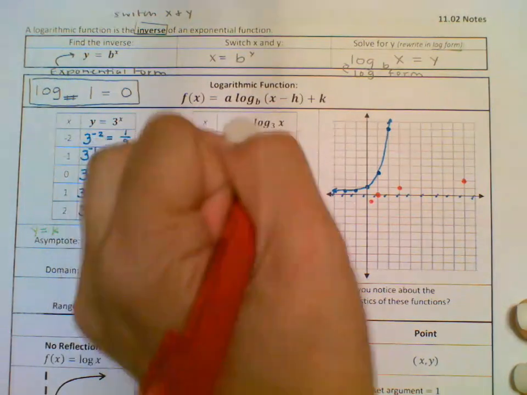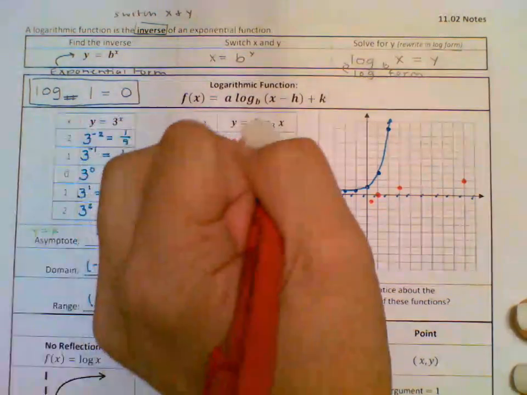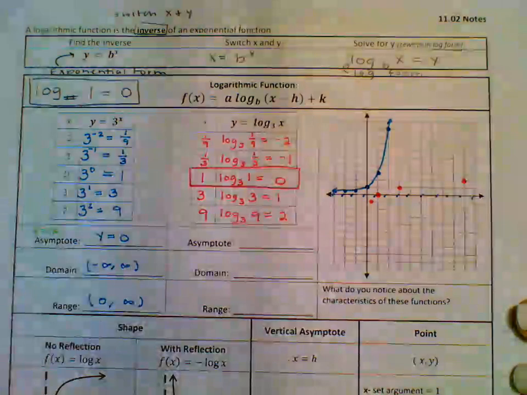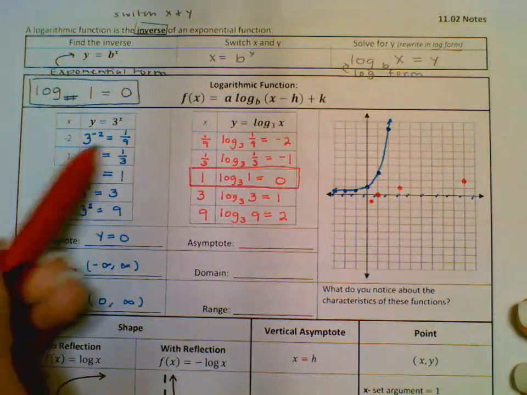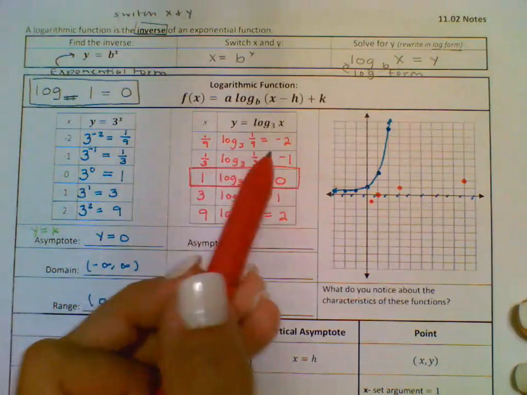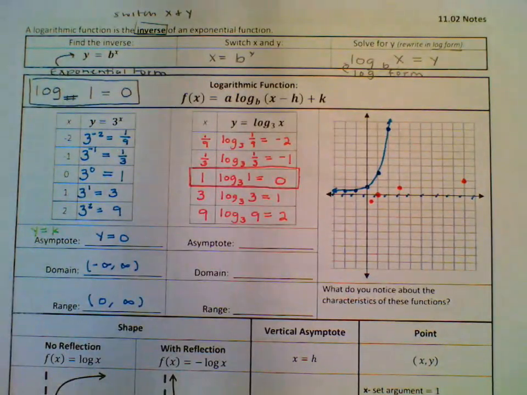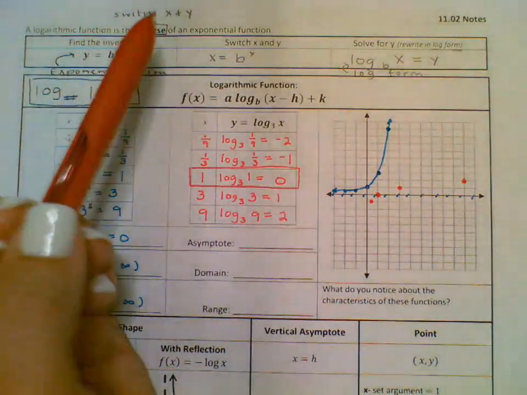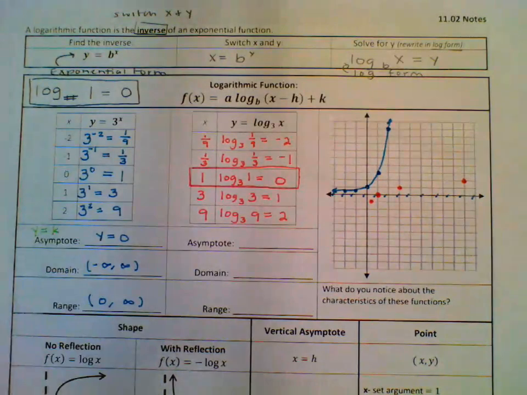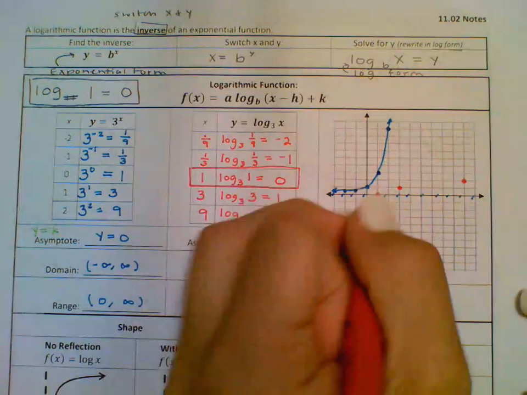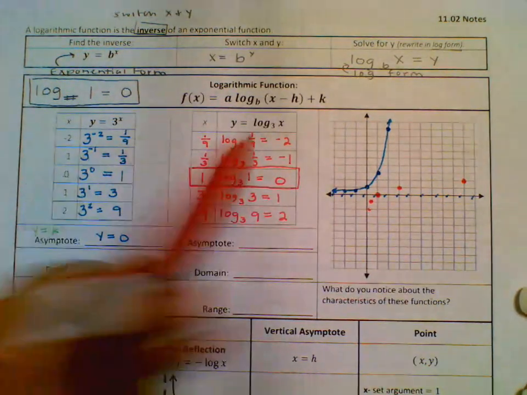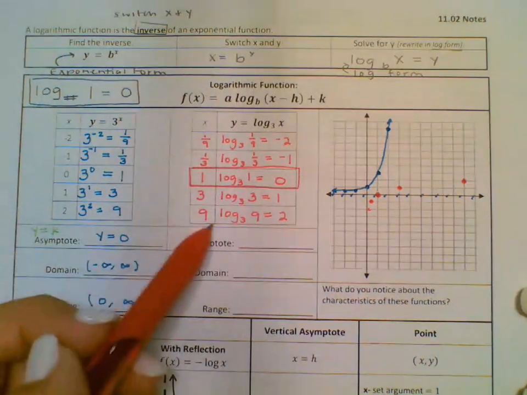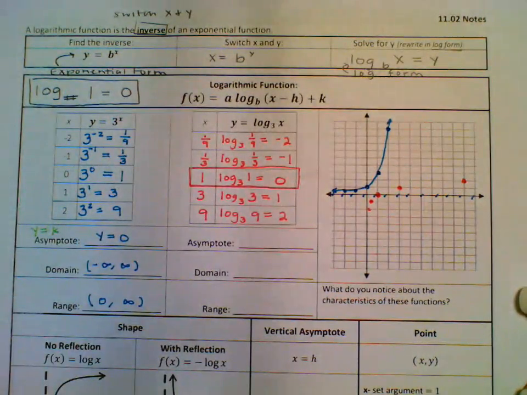And if you are comparing these two graphs, you might notice that these points are the same. The x and the y values are just switching, and that goes back to the idea of inverses where you switch your x and your y. So when you have inverse functions, the x and the y values essentially switch. Whatever was the x becomes the y, and whatever was the y becomes the x.